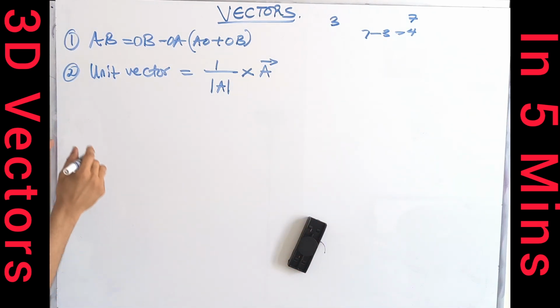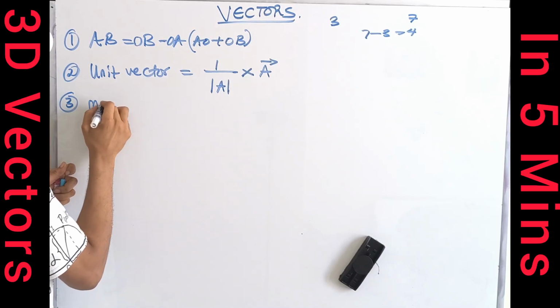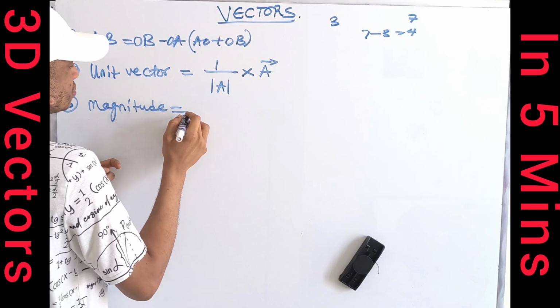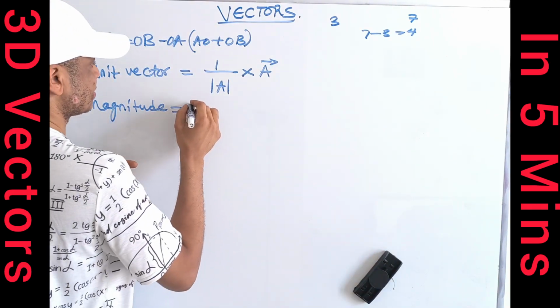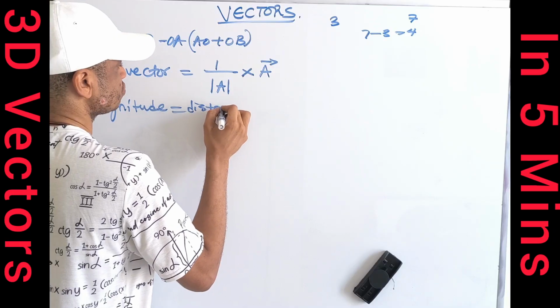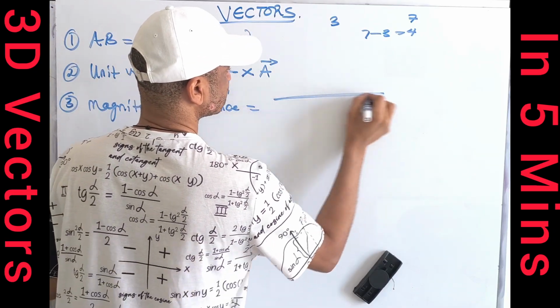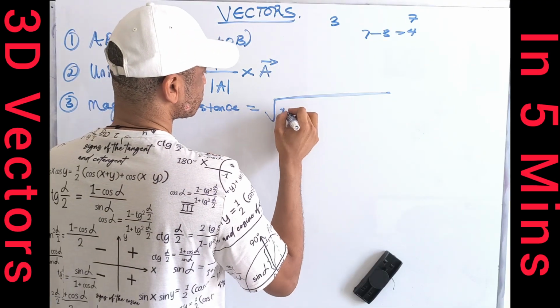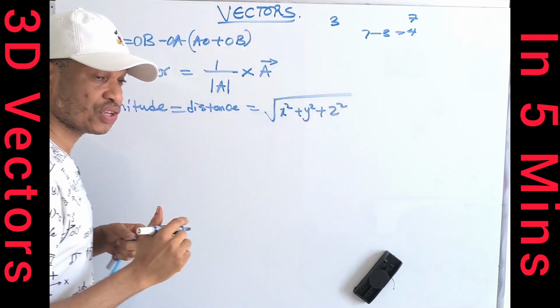The next thing you need to know is the magnitude of a vector, or we call it modulus, or we call it distance. So the distance is the square root of, it depends if you are working with 2D or 3D, x squared plus y squared plus z squared. So this is the third thing you need to know.